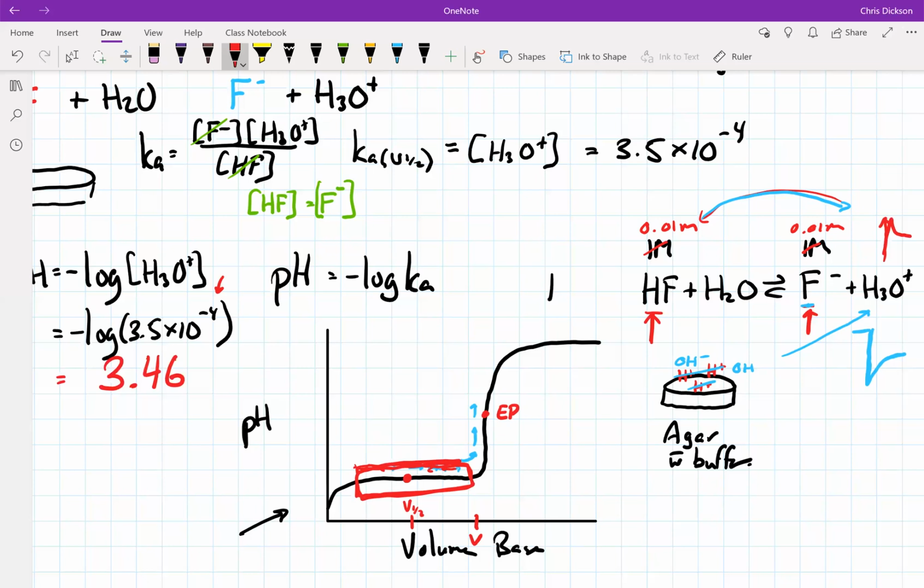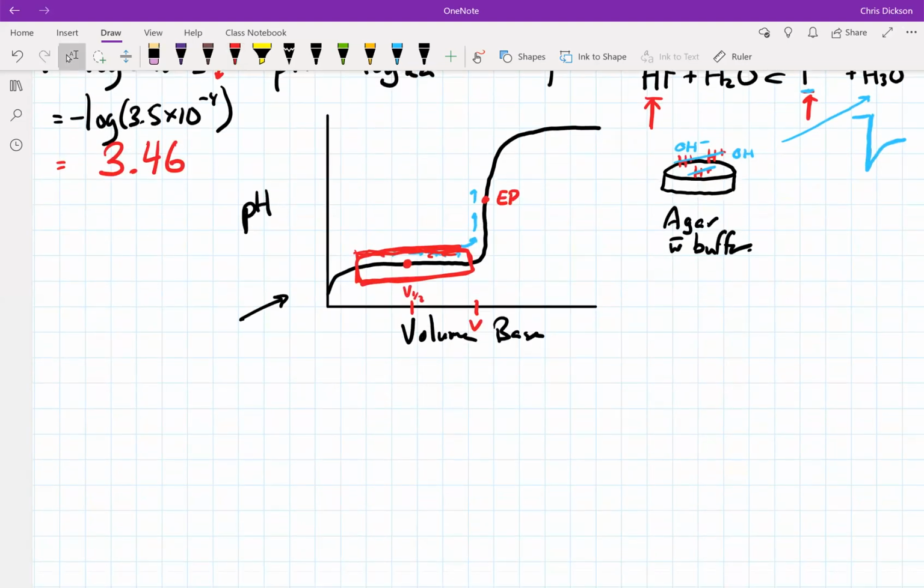Okay, so I'm going to see if we can do one on our own here. I'm going to need you to pause the video here, and you'll need your data table. Let's see if you can figure out which buffer. I'm just going to do a quick calculation here.